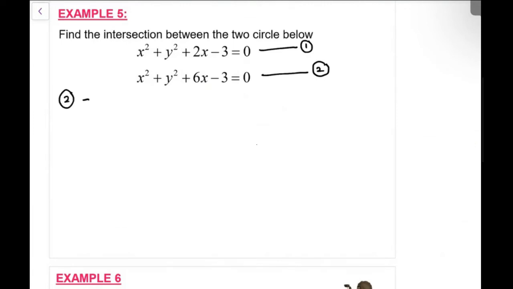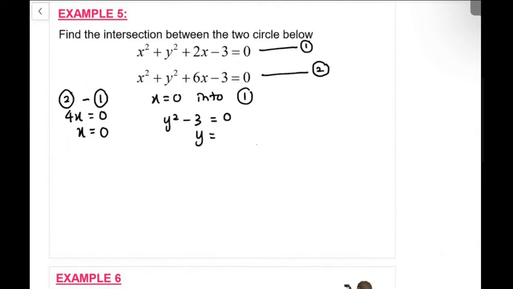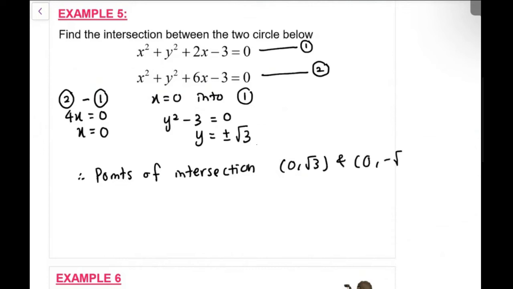So the second equation I will minus with the first equation to get x equal to 0, means x in this case is 0. And then after that, just substitute x equal to 0 into any equation. Up to you. I just substitute into the first equation. So here we would get y squared minus 3 equal to 0, means y would be plus minus 3. So here our points of intersection would be (0, 3) and (0, negative 3).